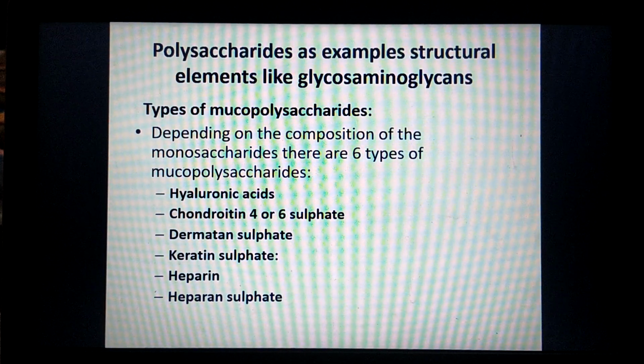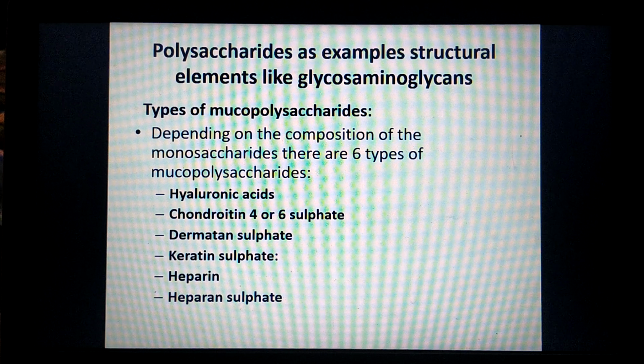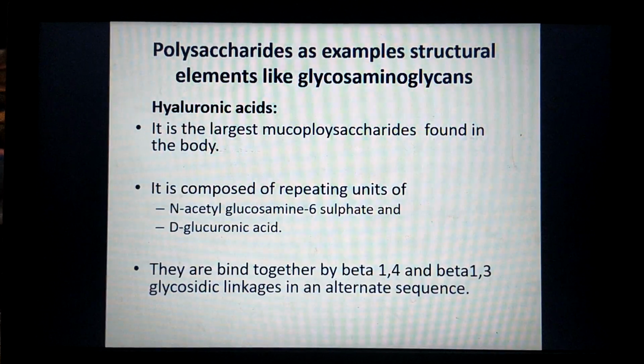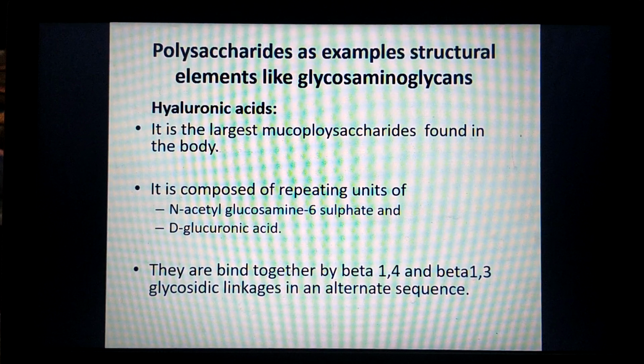Now we will see about mucopolysaccharide. Now depending upon the composition of monosaccharide derivatives present in the mucopolysaccharide, there are 6 types of mucopolysaccharides or 6 types of glycosaminoglycans. They are hyaluronic acid containing 4-sulfate or 6-sulfate, dermatan sulfate, keratan sulfate, heparin and heparan sulfate. So we will study one by one. First is hyaluronic acid. It is the largest mucopolysaccharide. It is composed of repeating unit of N-acetyl glucosamine 6-sulfate and D-glucuronic acid.